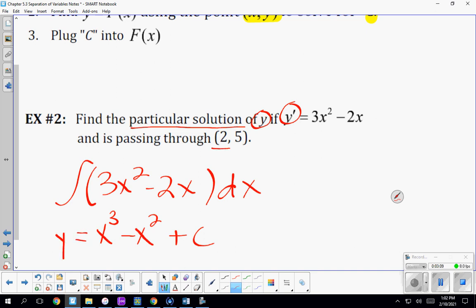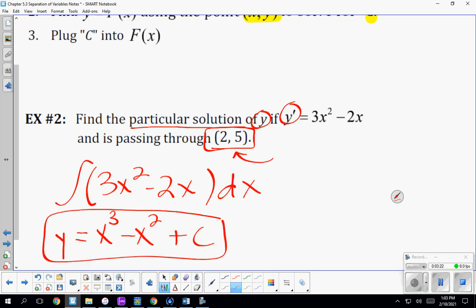I can then use this ordered pair to go back and find my value of c. We're not quite done with this, but just for time's sake, we're going to move on to the next example. So this is my general solution. I can plug this ordered pair in to find my particular solution.